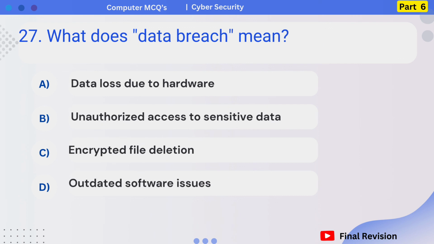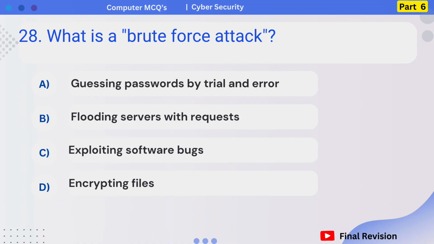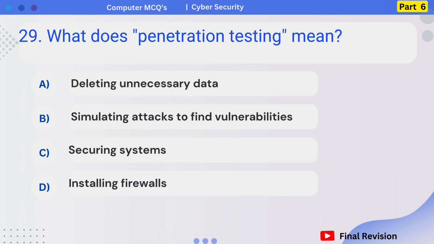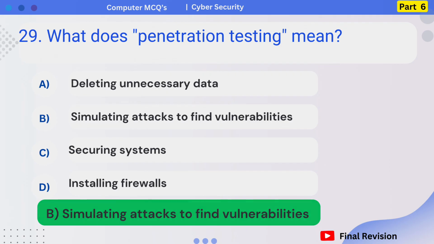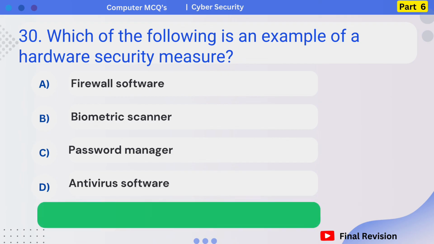Question 27. What does data breach mean? B, unauthorized access to sensitive data. Question 28. What is a brute force attack? Option A. Question 29. What does penetration testing mean? Option B. Question 30. Which of the following is an example of a hardware security measure? Option B, biometric scanner.